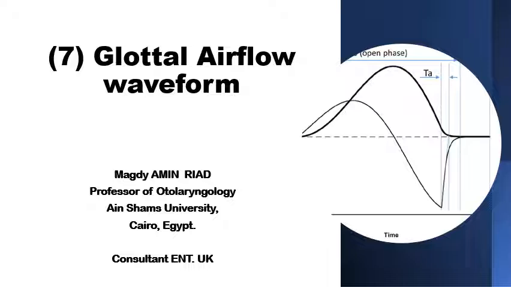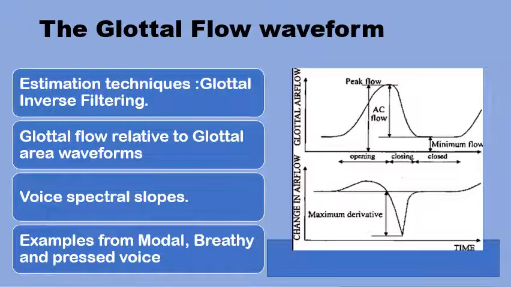The glottal flow waveform, or the flow glottogram, is a representation of the airflow during each glottal cycle. It is derived from the oral airflow signal using inverse filtering, and from this important voice source values can be derived. In this presentation, we'll go through how to estimate the glottal flow waveform from glottal inverse filtering and the relation between the glottal flow waveform and the glottal area waveform. We'll go also through the effect on the voice spectral slopes with examples from modal, breathy, and pressed voices.